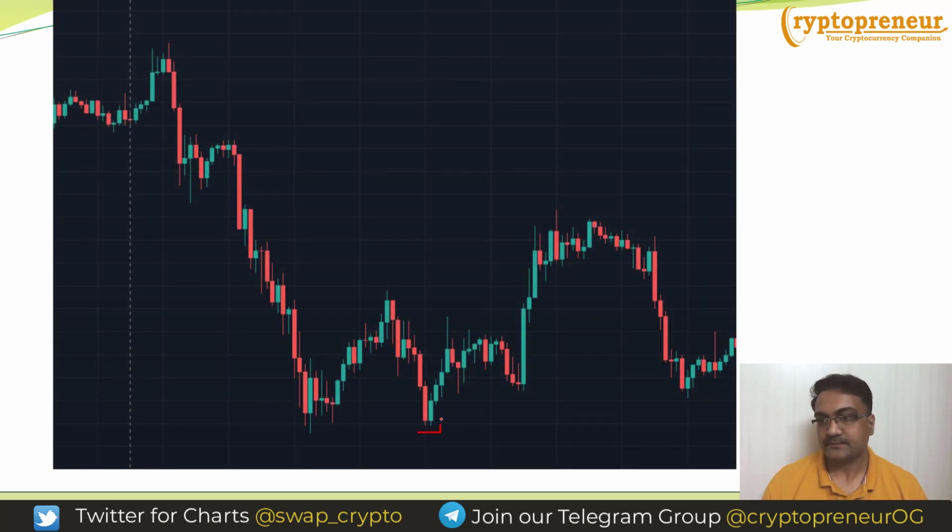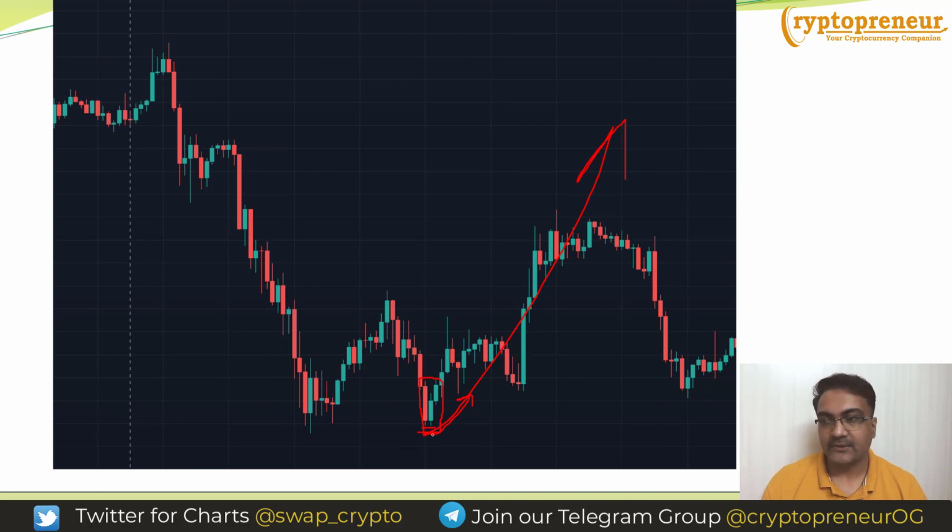Here we can see this is a tweezer bottom. So you see two tweezers at the bottom. The size of the tweezer might be small or big, but see how the parallel bodies are formed, and the market will reverse from here. So it doesn't mean that the market will completely reverse and make a new high. It is not like that.